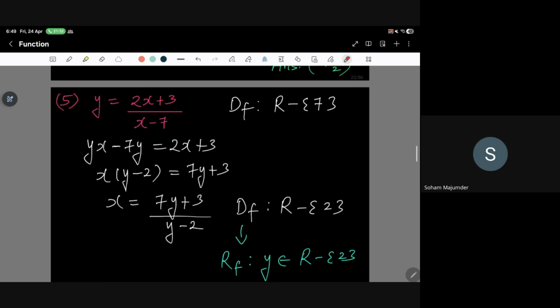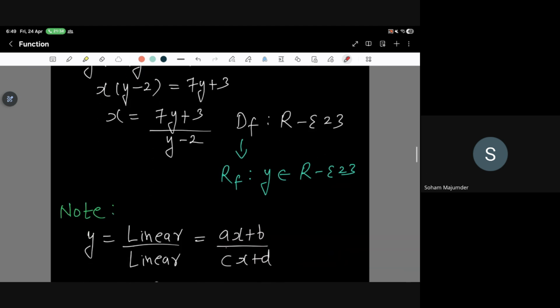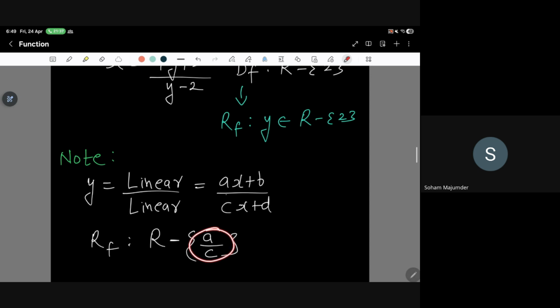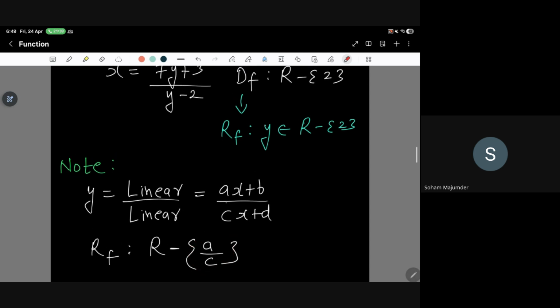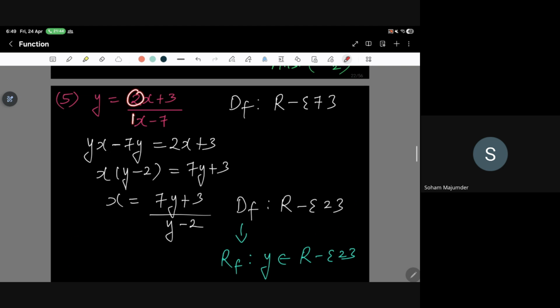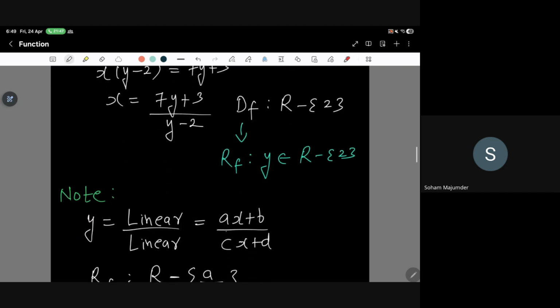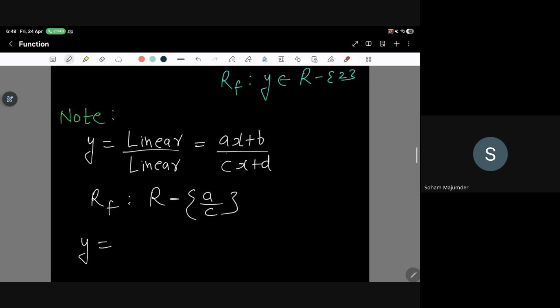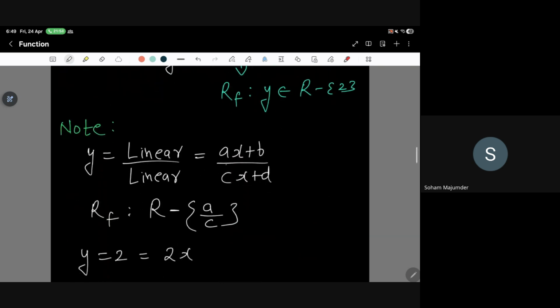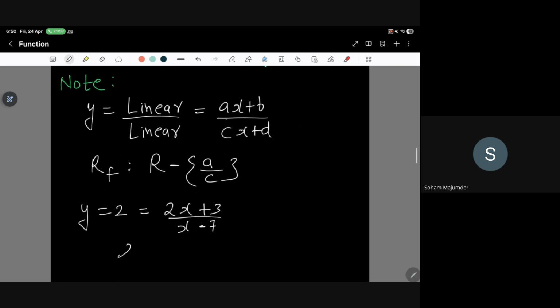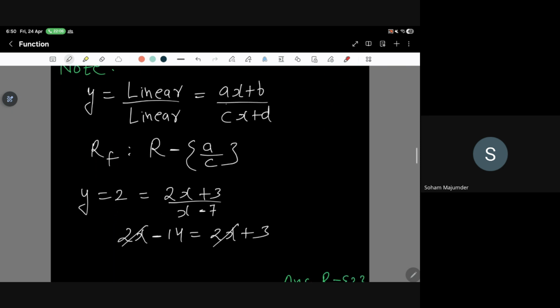Okay. And why is this thing only? Why are we doing this? So you can see, if I substitute y equals to a upon c, like here a upon c is 2 upon 1, so you can see if I substitute y equals to 2, so this is 2x plus 3 upon x minus 7. So when you cross multiply, it becomes 2x minus 14 equals to 2x plus 3. 2x will cancel out from both the sides.